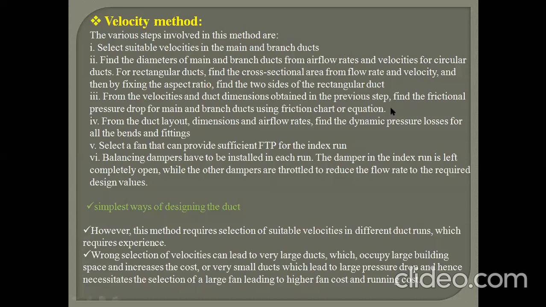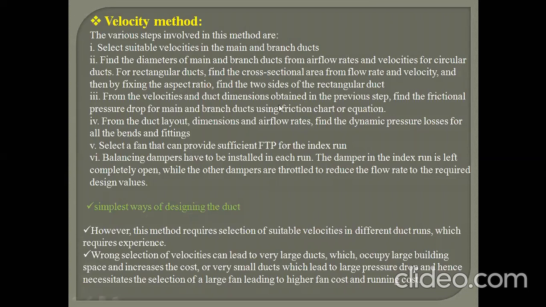You fix some velocity. Now you have the air flow rate and velocity with you, and from these you can obtain the duct dimension with the help of a friction chart. By referring to the friction chart, you can find out the pressure loss per unit length. Or sometimes you may already know the duct dimension, because there are certain interior requirements that fix the duct diameter. So that diameter is also sometimes known to you.